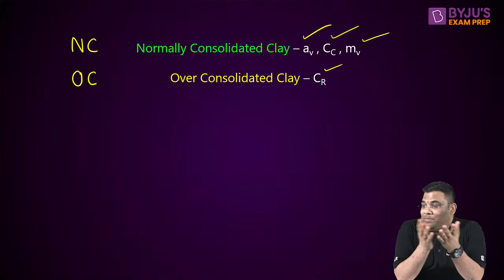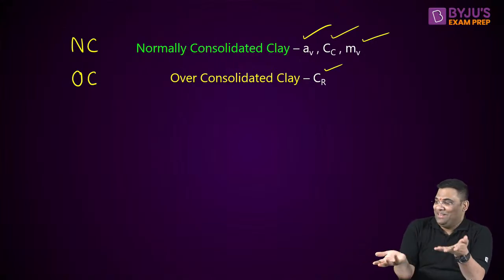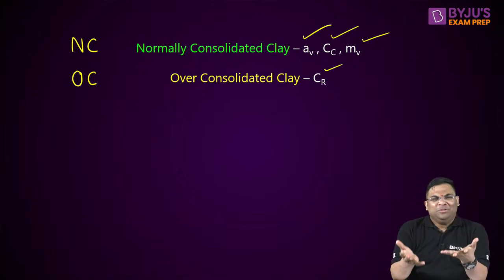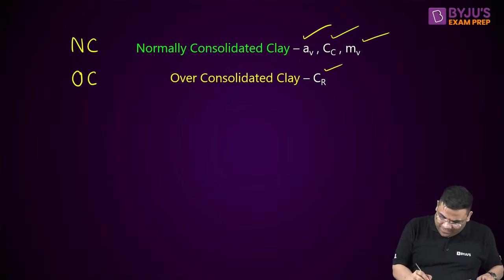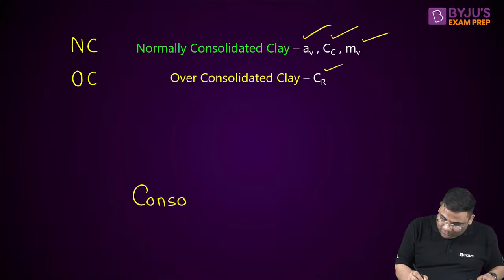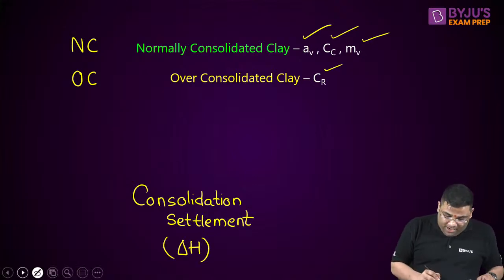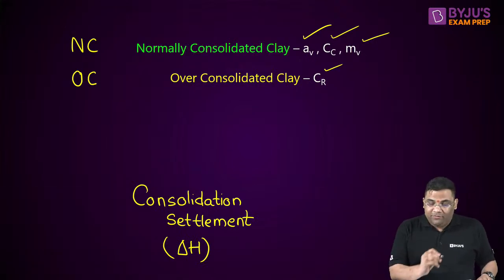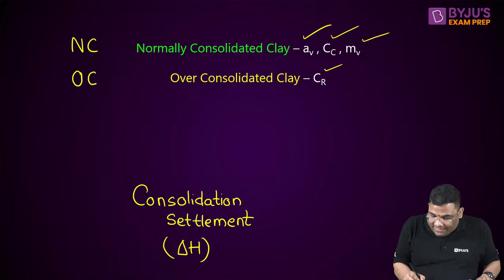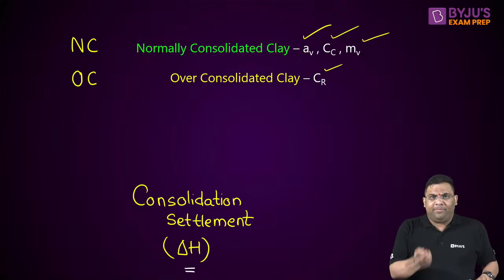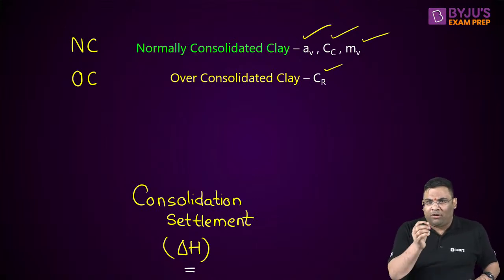Yeah, the topic name is what is written in the name only, not types of consolidation settlement. The topic name is consolidation settlement, meaning finding the delta H, finding the settlement of a clay layer when there is primary consolidation. But then why did we study all these terms? Instead of finding delta H, why am I studying av, Cc, mv, Cr? We have understood all the terms very nicely, even solved the questions also.